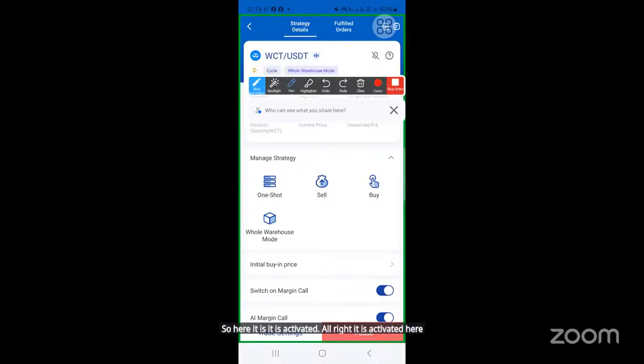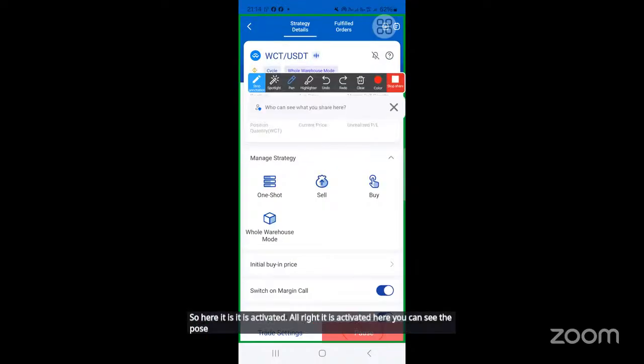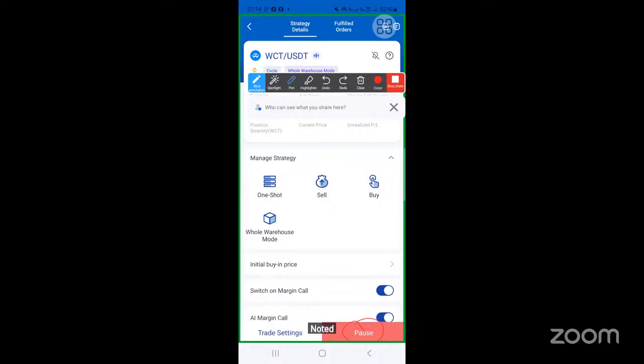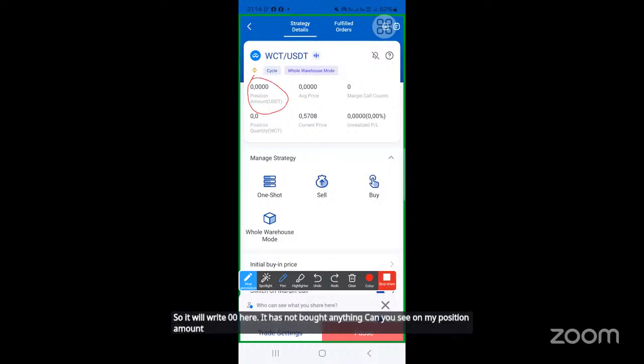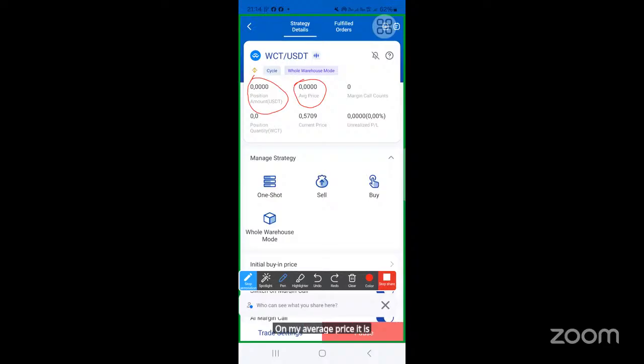You can see the pause. It means the trade is active. Not that it has been bought, but the robot has started monitoring it. So it will write 00 here. It has not bought anything. Can you see on my position amount? It is still 0. On my average price, it is still 0. On my margin call, it is still 0. On my profit or loss, it is still 0.